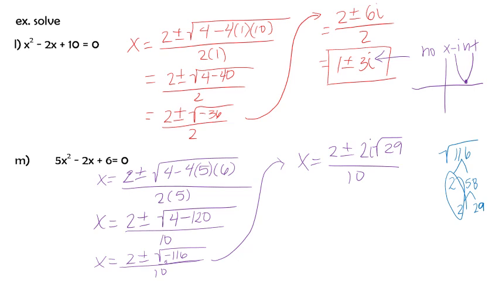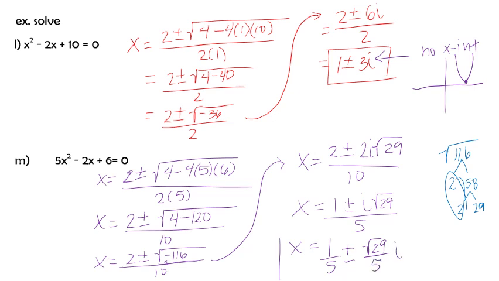So notice that a 2 goes into each of those, so I could simplify this as x equals 1 plus or minus i times the square root of 29 divided by 5. And if I asked you to write this in standard form, we could write this still with a plus or minus. We'd have 1/5 plus or minus root 29 over 5 times i. Okay, and again, with this one, we would have no x-intercept graphically, so that's what we'd be looking at there.